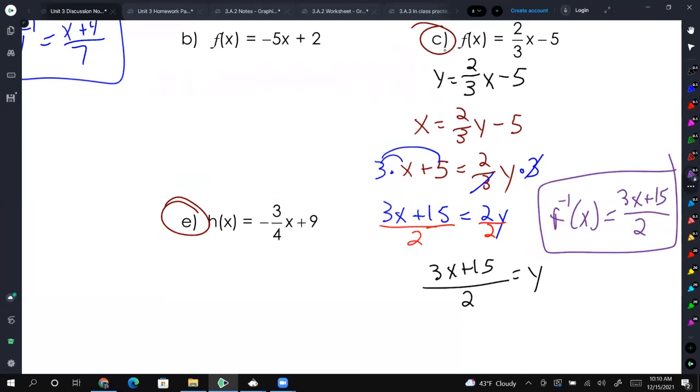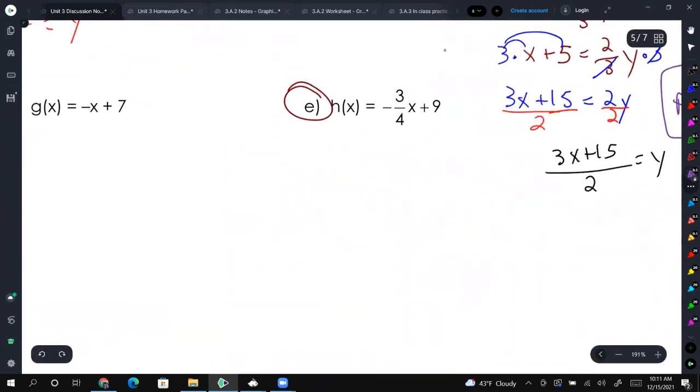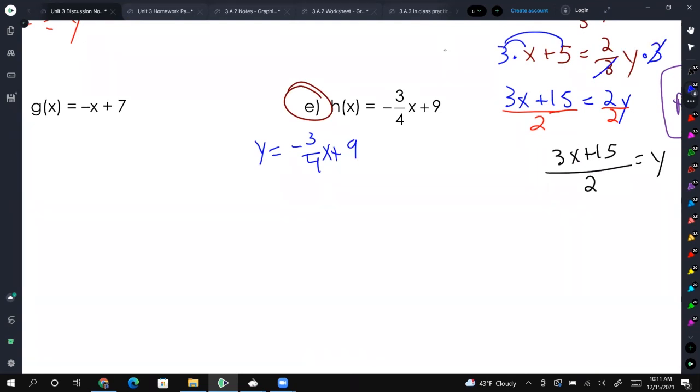Any questions before we do letter E? So this says h of x. First thing we need to do, change it to y. Okay, so I change that to y. Then we need to switch where x and y are.